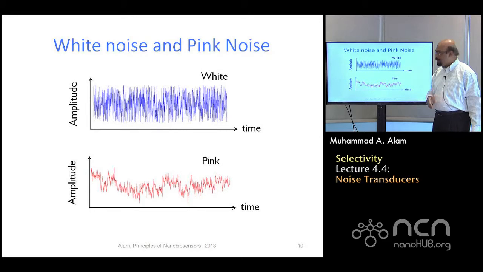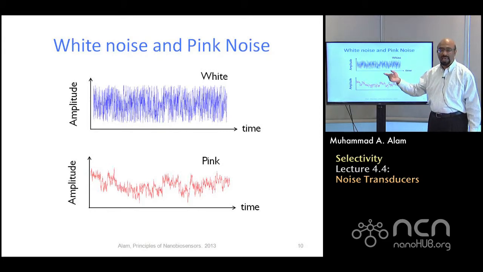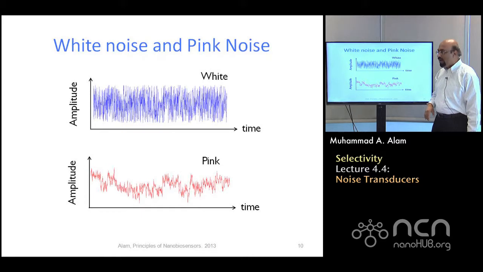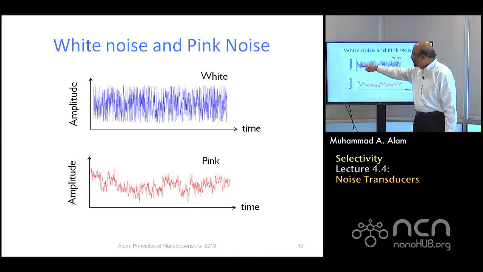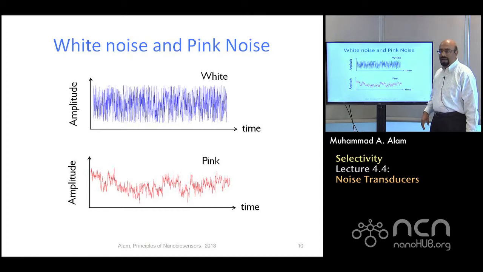So there are 2 types. The top one, what we called white noise, is type A. If you go and review the previous 3 slides, anywhere you see type A noise, we'll call that white noise. And the white noise, you can see, is going up and down with a more or less constant amplitude.